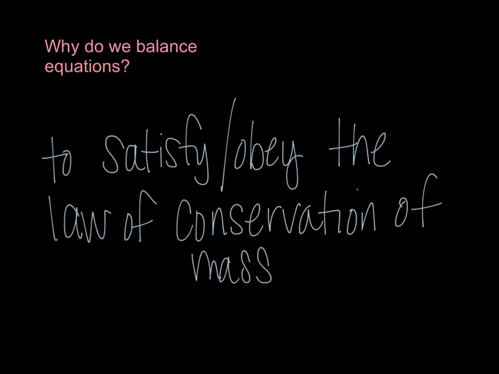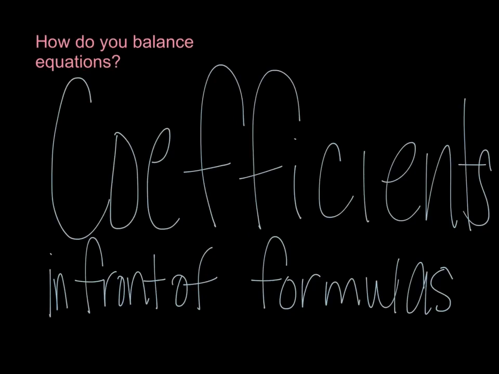So question number 2 asks us, why do we balance equations? And that is because we have to satisfy or obey the law of conservation of mass. So if we start with 4 atoms of chlorine, we better end with 4 atoms of chlorine. If we start with 40 grams of reactants, we have to end with 40 grams. And so if we do not balance the equation, then the law of conservation of mass is not satisfied, and it is not correct. It says, how do we balance equations?